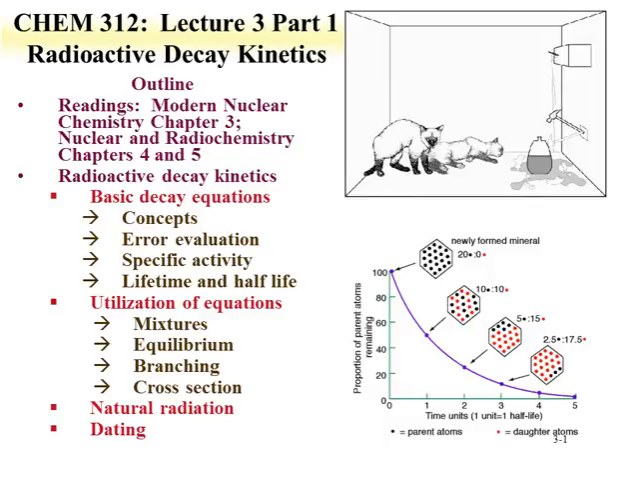Welcome to Lecture 3 for Chemistry 312. This is a lecture on radioactive decay kinetics, and the lecture is in two parts. The readings for both parts can be found in Modern Nuclear Chemistry, Chapter 3, and Nuclear and Radiochemistry, Chapters 4 and 5.